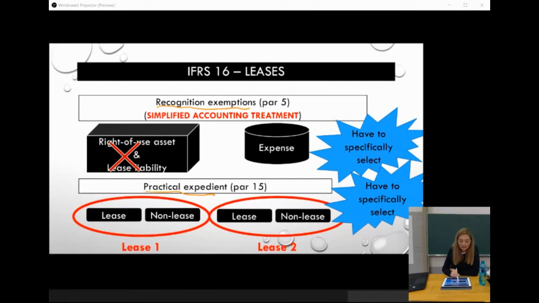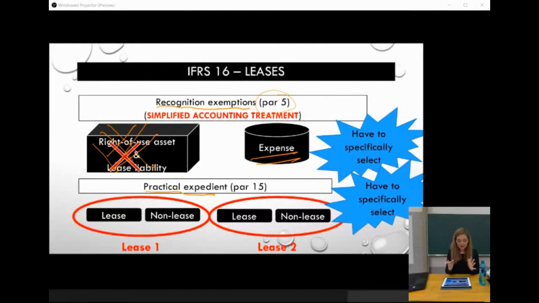With the recognition exemption, we say we're not going to go through everything to calculate the right of use asset and the lease liability. We are just going to expense the lease payments, and that will be for the low value assets and the short-term leases. We also sometimes call this the simplified accounting treatment. We find that in paragraph 5.